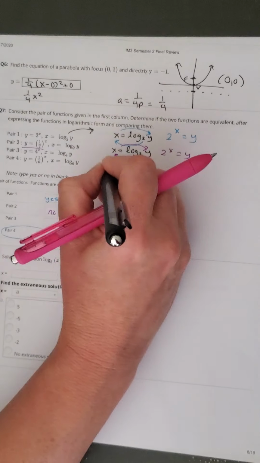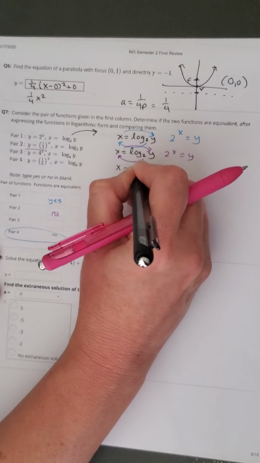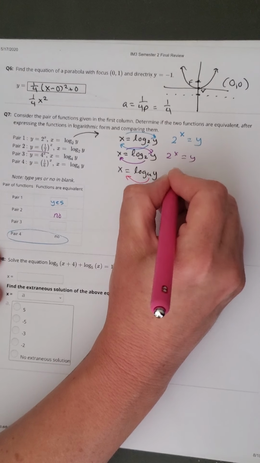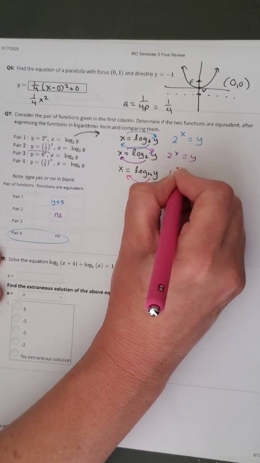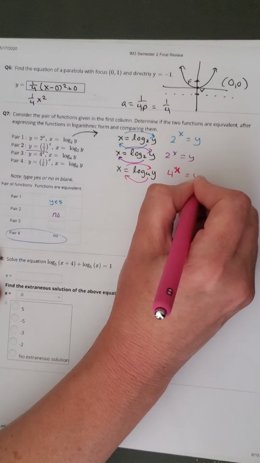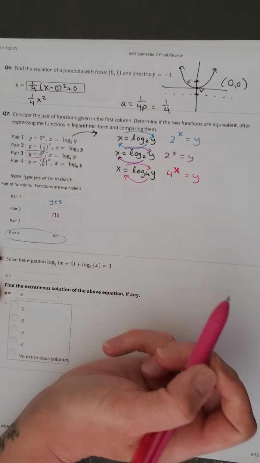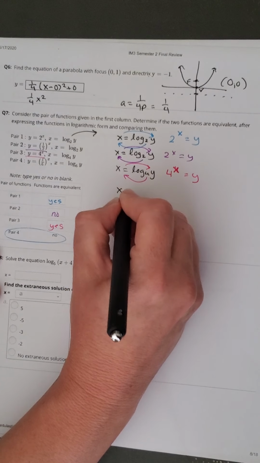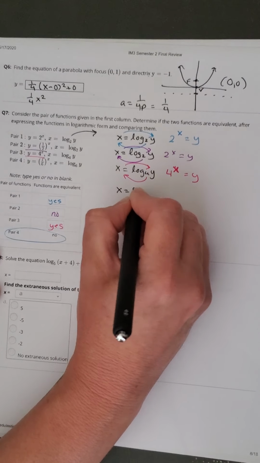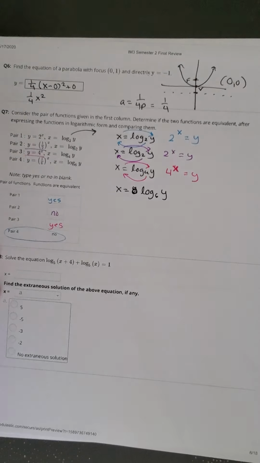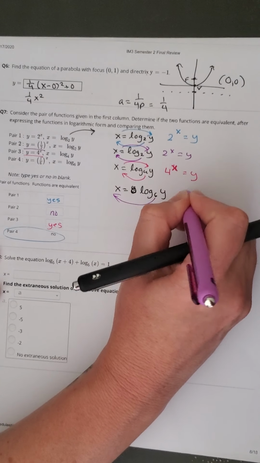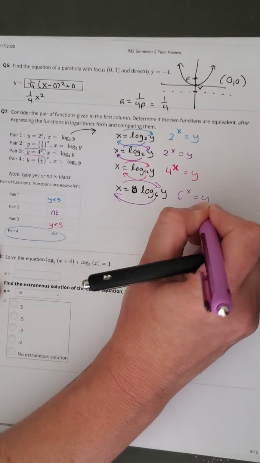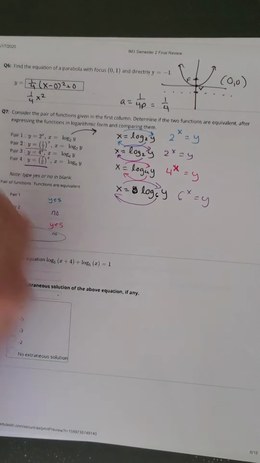Again, working with exponential or log form, x equals log base 4 of y. So hopefully you can start to see the pattern. 4 to the x is equal to y. And that is true, that's what they have. So I'm going to say yes. And the last one, x is equal to log base 6 of y. So this would be 6 to the x is equal to y, and that is not what they have, so that is why they had a no.